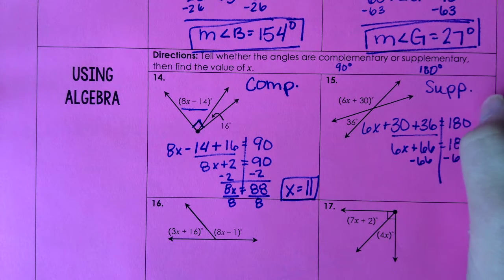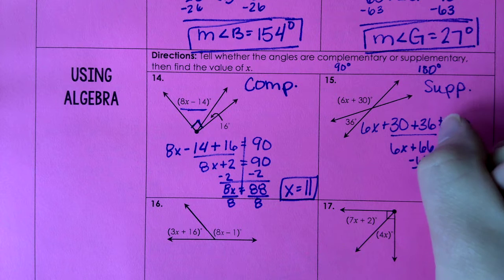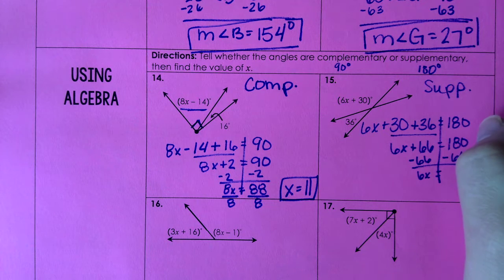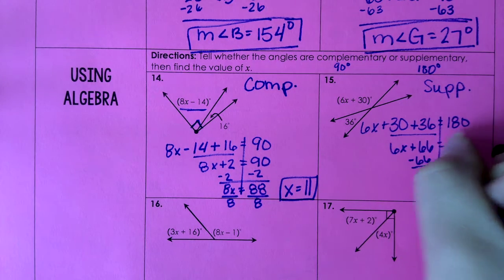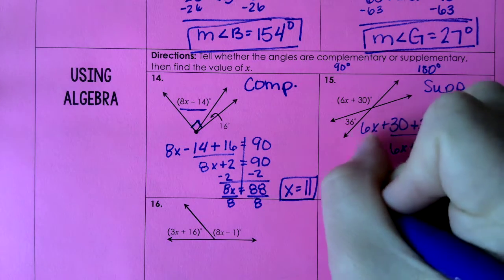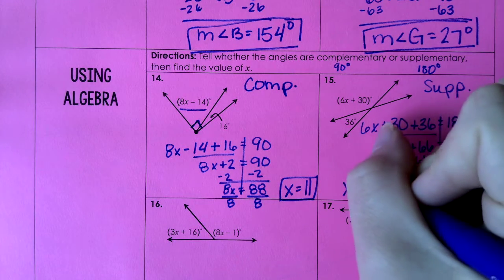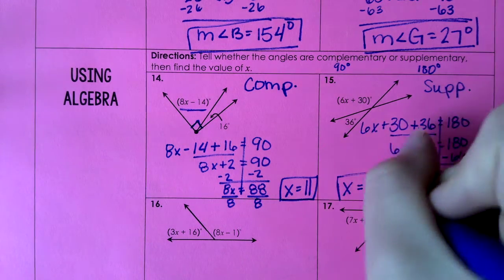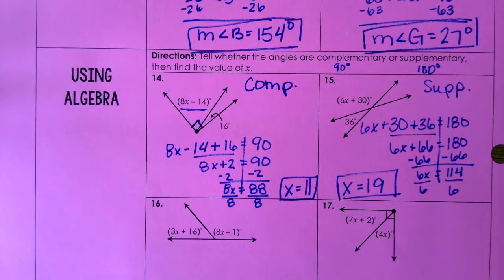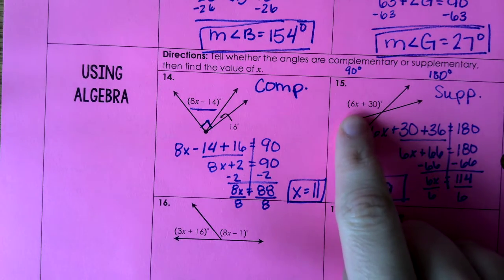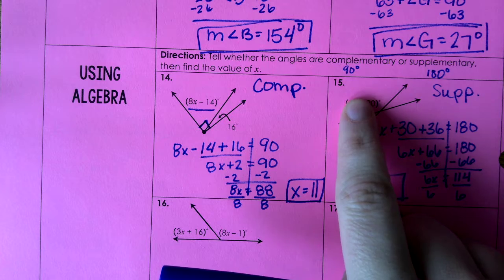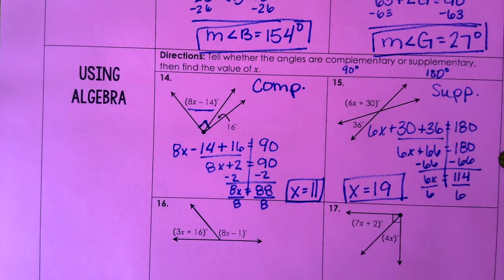Subtract 66 on both sides. So I have 6x equals 114. Now what's my last step? Divide by 6. So x equals 19. And you don't have to put an angle symbol after 19, because that's not an angle. It's x. In order to figure out what this angle would be, Zoe, I'd have to plug in x for that.